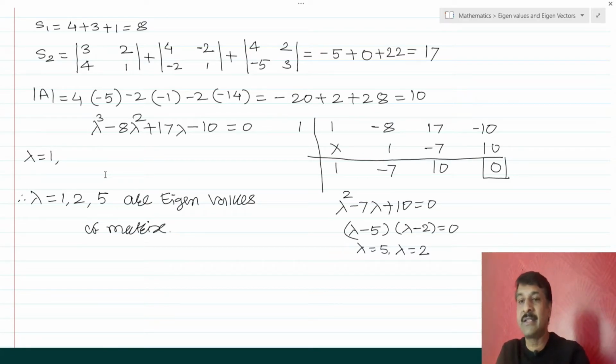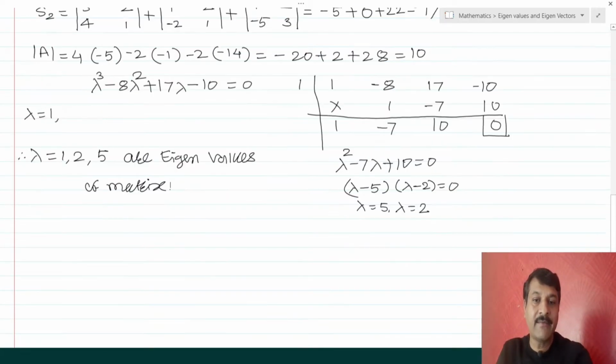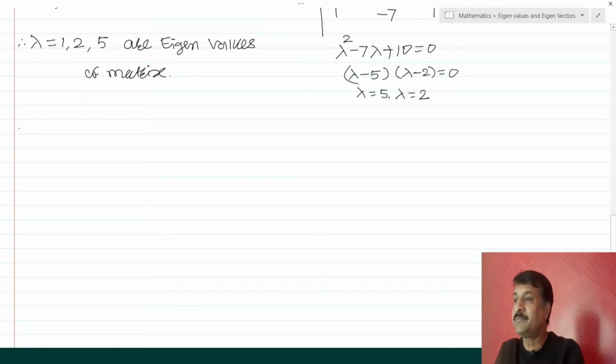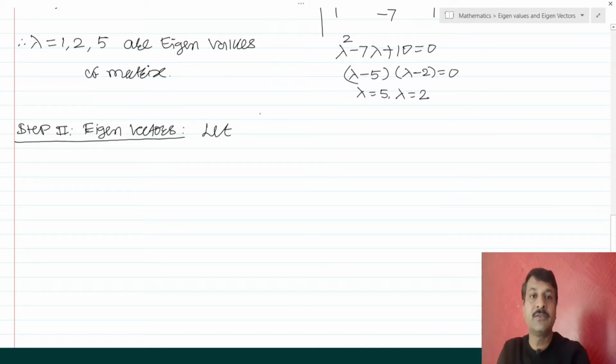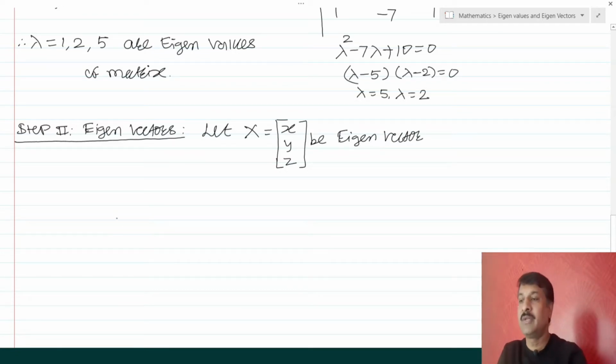Now the eigenvector, step number 2. Let x equal to, so what is the order? 3. So here 3 elements x, y, z. Now corresponding to each eigenvalue, we have to find one eigenvector. So consider matrix A minus lambda I into x equal to 0.